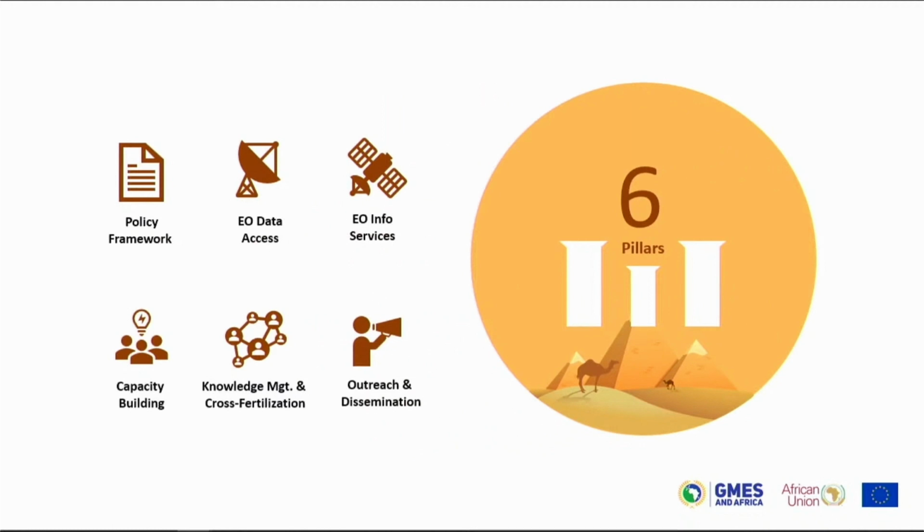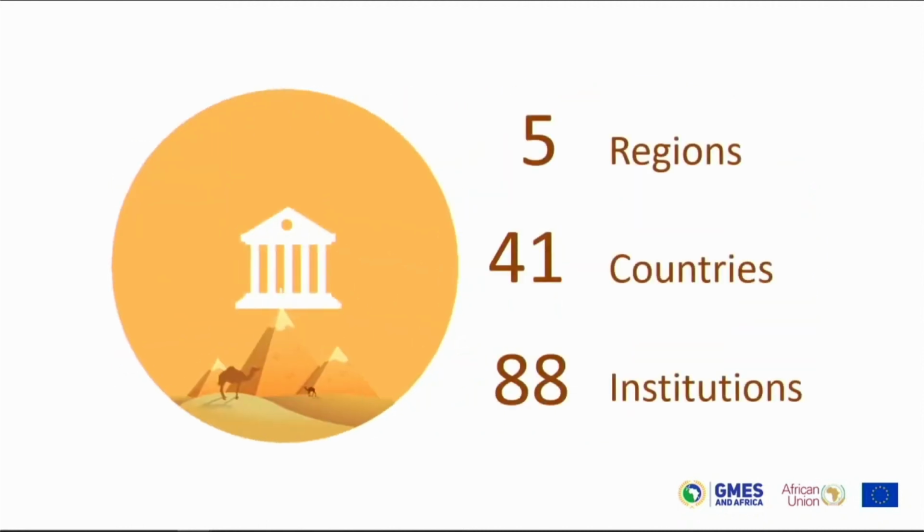This program, or the phase 2, is built around 6 pillars. We have the EO data access, EO information services, capacity building, outreach, upgrade, and dissemination. I jumped the first one and the fifth one because that is what brings the difference between the phase 1 and the phase 2. So in phase 2, we have 2 more pillars that we are working with, which is policy framework and knowledge management.